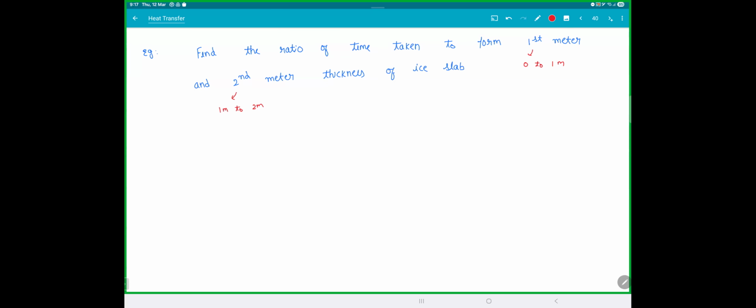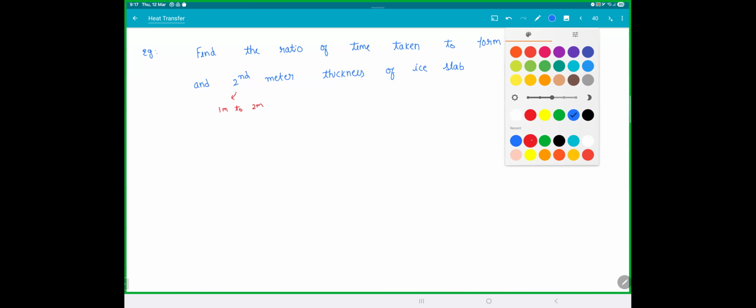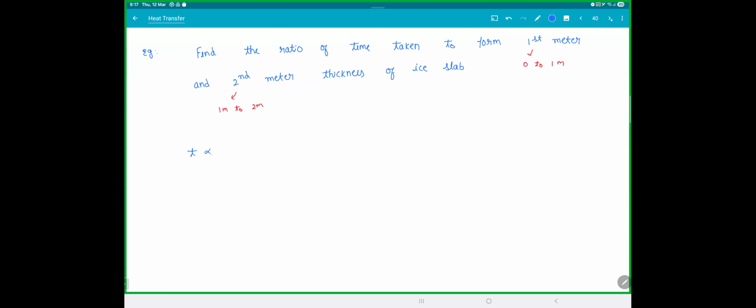Clear? Let's see. So t is proportional to x square. So just write this as t is equal to some constant C times x square. When you go from 0 to 1 meter, this will be C into 1 square. When you go from 0 to 2 meters, this will be C into 2 square. So if you want to go from 1 to 2, just subtract them. C into 2 square minus C into 1 square. That will be 3C.